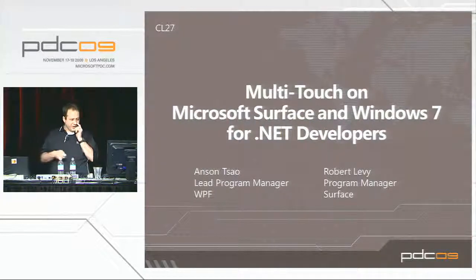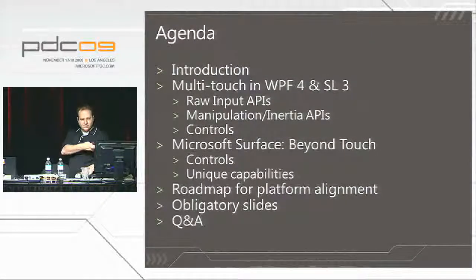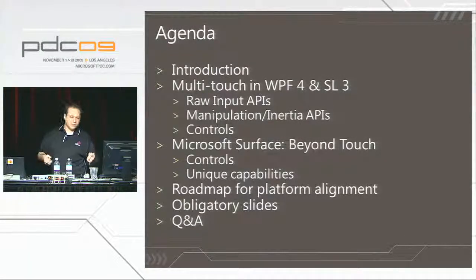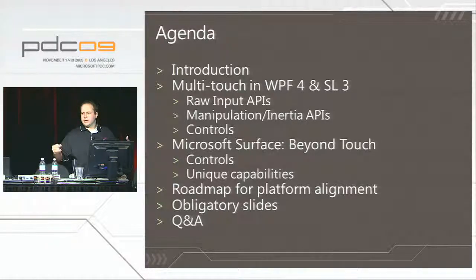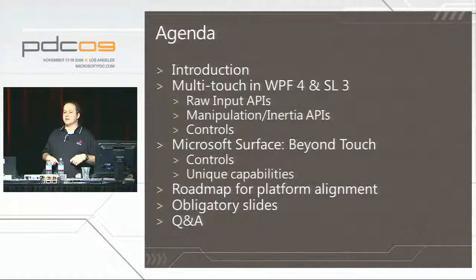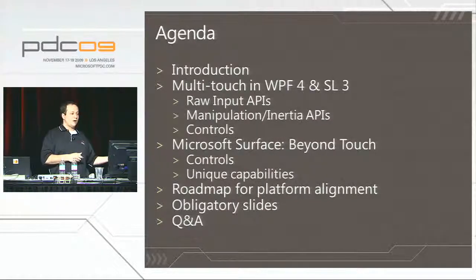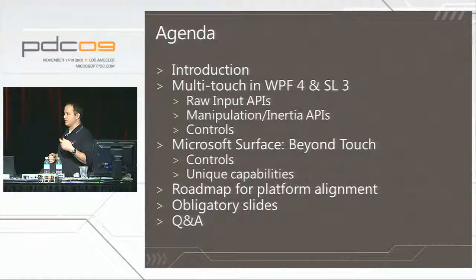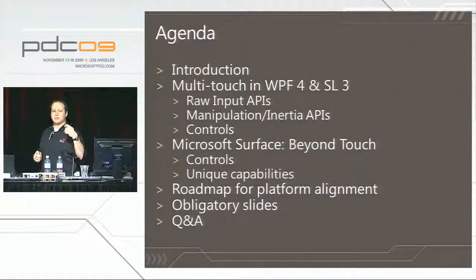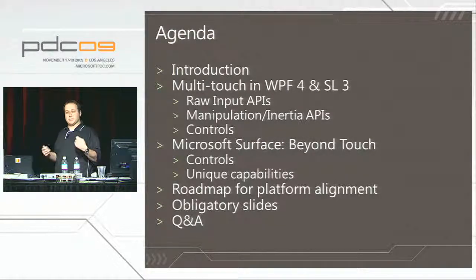So let's get started. What we're going to talk about, we do a quick introduction of multi-touch, where this stuff all came from, what you should be thinking about. And then Anson's going to come and talk about the multi-touch capabilities that are built into WPF4 and Silverlight 3 for use on Windows 7. He'll go into the raw input APIs, manipulation and inertia for things like gestures, as well as some gestures that are enabled in certain WPF controls.